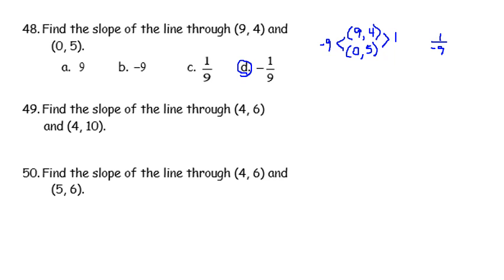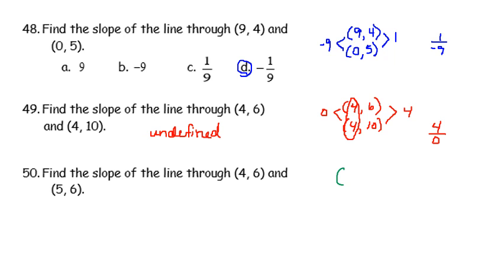Next one, 49, same thing, line them up. 4, 6, and 4, 10. So that gives us 10 minus 6 is 4. 4 minus 4 gives us 0. 4 divided by 0, we can't do that. That is undefined. Or you can remember what I said in class, if the x's repeat, it's not a function, and it has an undefined slope.